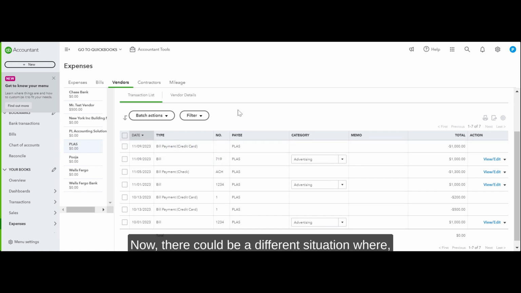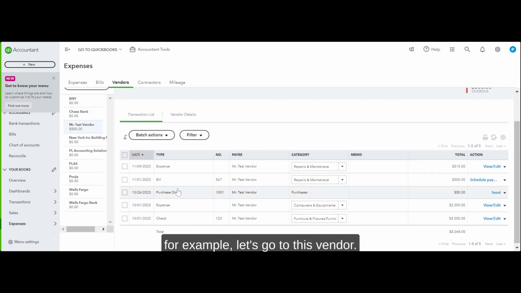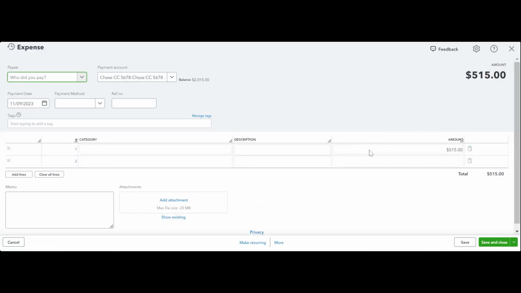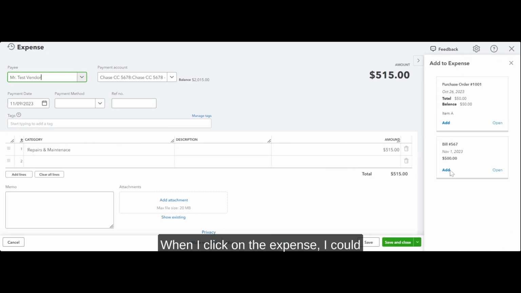Now, there could be a different situation where, for example, let's go to this vendor. For example, the bill was $500, but the payment was a little more than that, and the reason for that could be maybe you paid it by credit card. When you pay by credit card, some vendors charge you a credit card fee. How would you fix it in that situation? Now, what are we going to do here? When I click on the expense, I could pick this bill, but this is only $500. What am I going to do with the rest, $15? It's going to stay open.